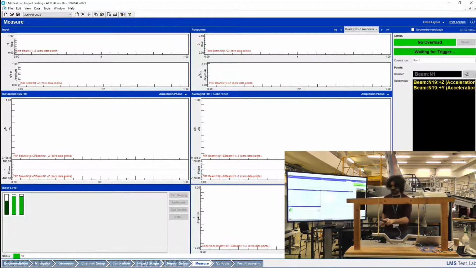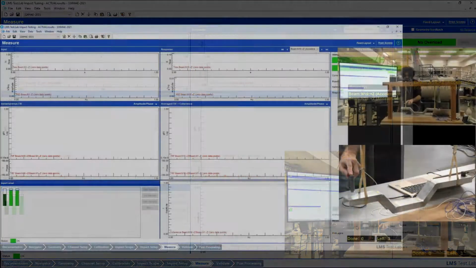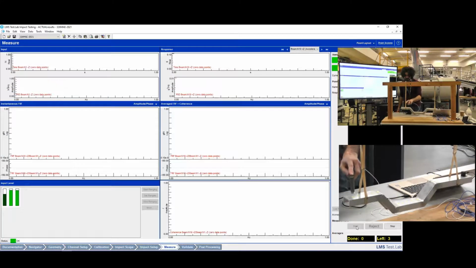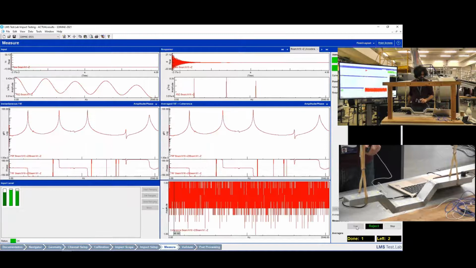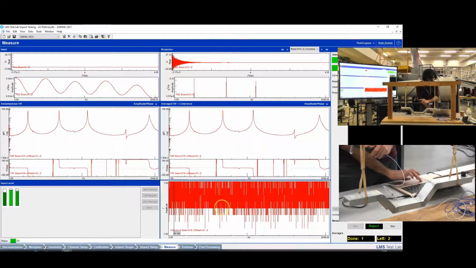So I'll start from point 1. This is going to take a while. And I have to wait 4 seconds between each strike. I will always keep an eye on these levels, on these ranges, and I will always keep an eye on what's going on in my hammer and frequency response.